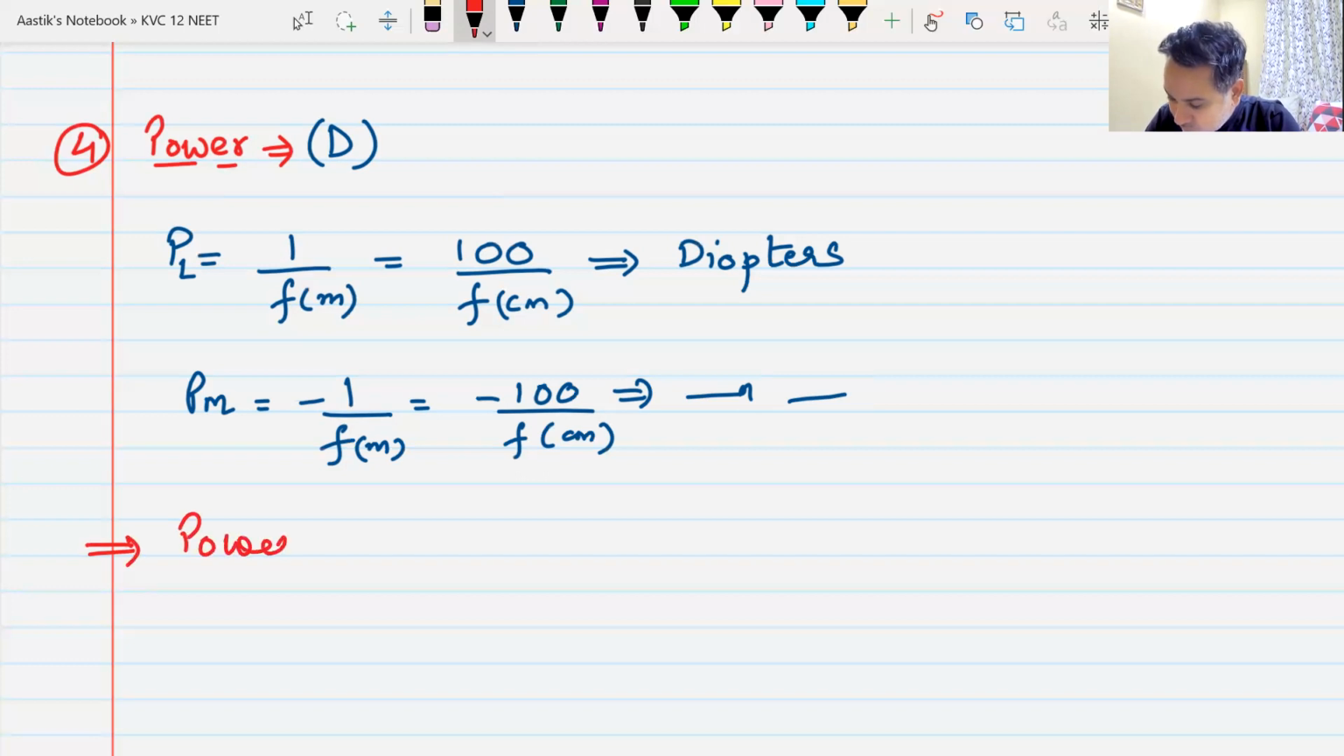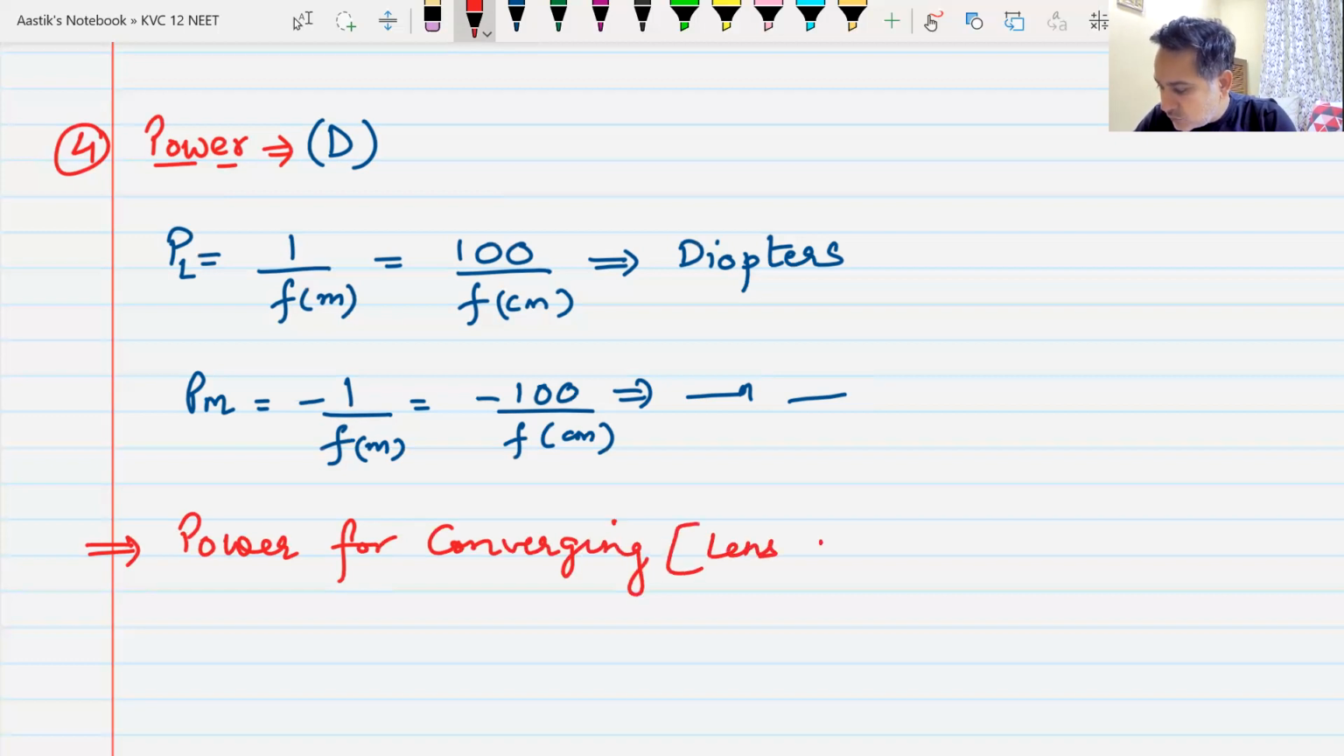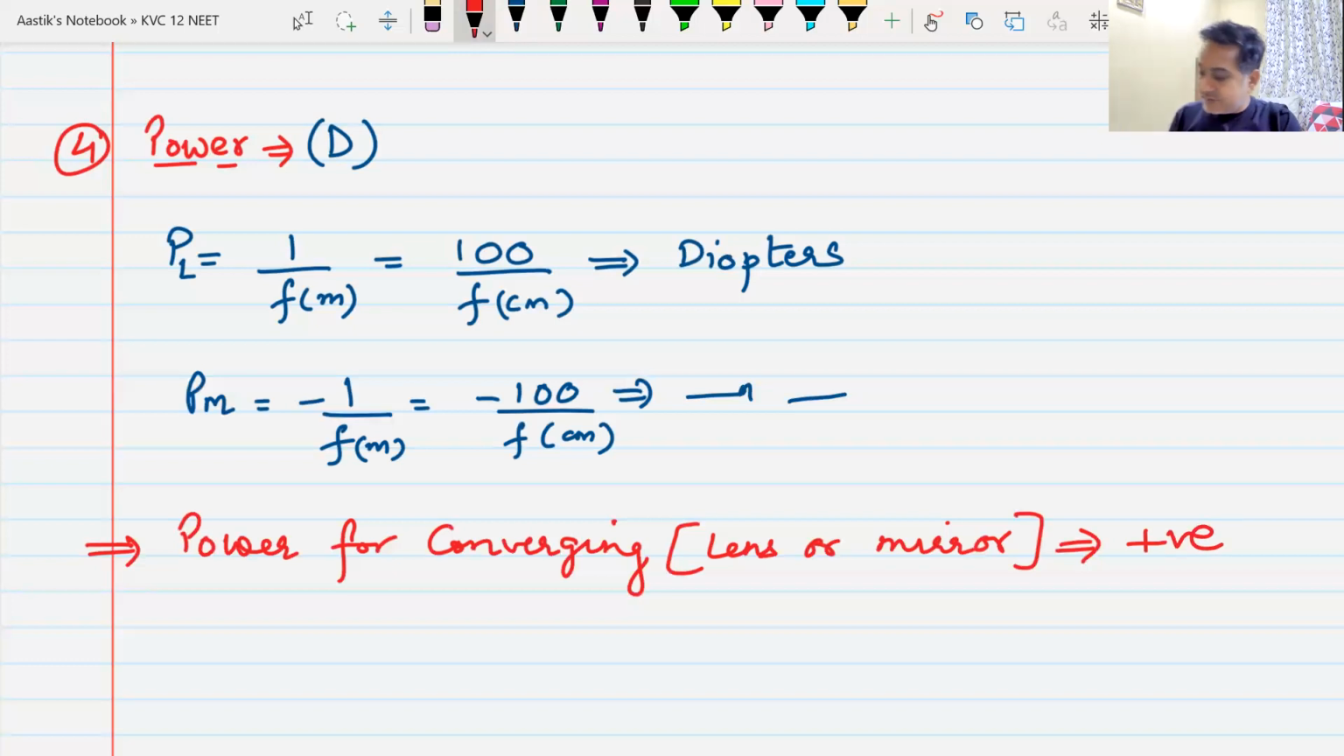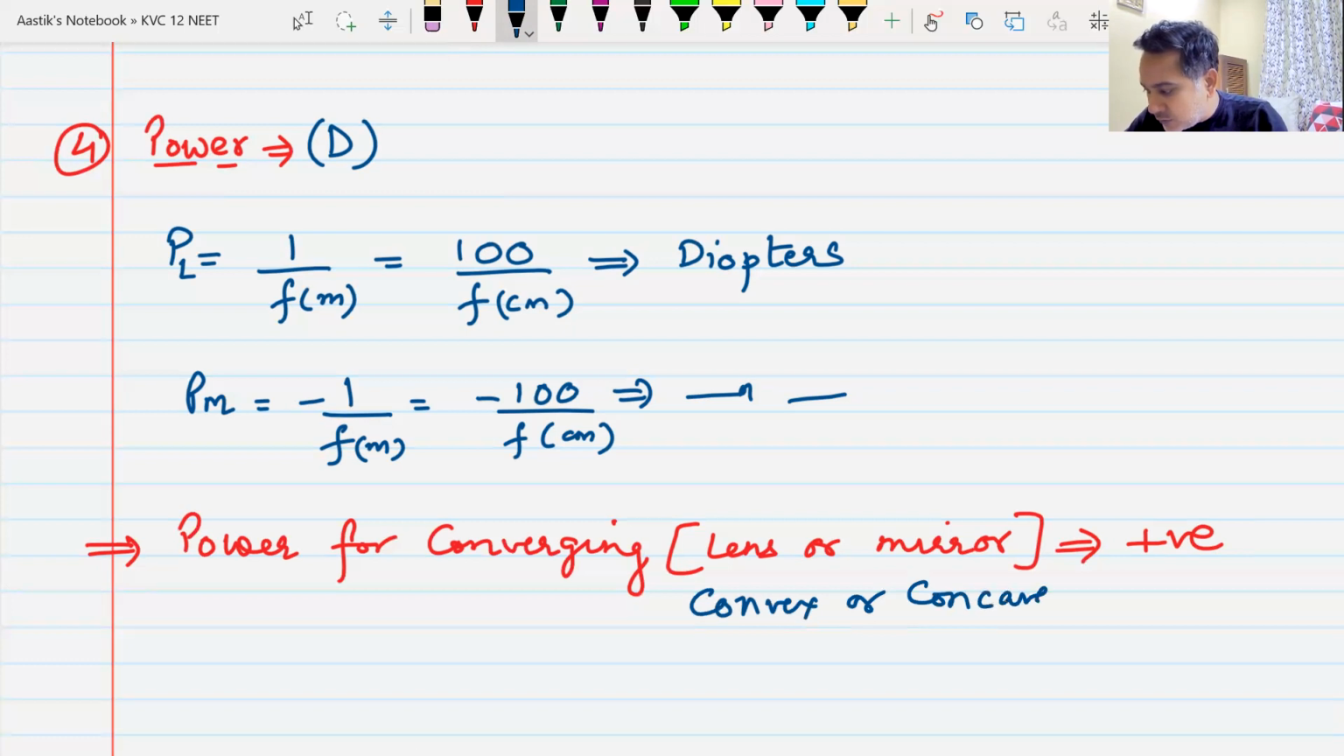Power for converging, whether it is a lens or a mirror, if it is converging, the power is positive. That means power for a convex lens or a concave mirror is going to come positive. Do we understand this? Because convex lens is converging and concave mirror is converging.